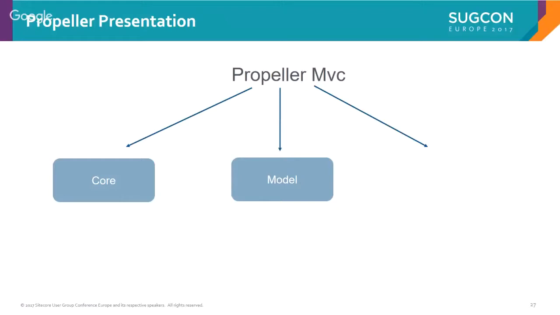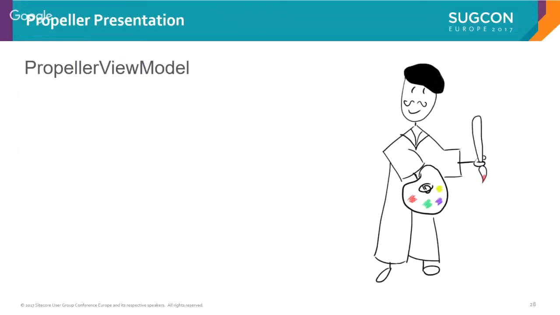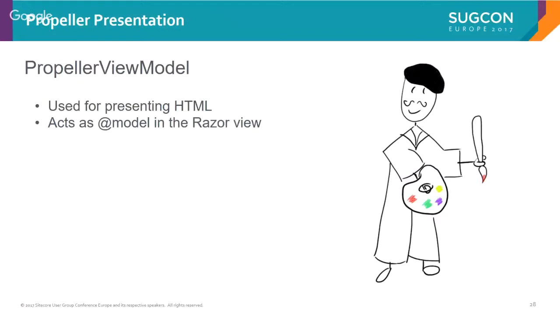The last part of the framework is the presentation framework, and this is used for when we need to render it out as HTML. So far, we've only been pulling out the raw data, and the view model sits as the model in the razor view. Of course, it inherits from Propeller methods, so it gives us the functionality from that as well.